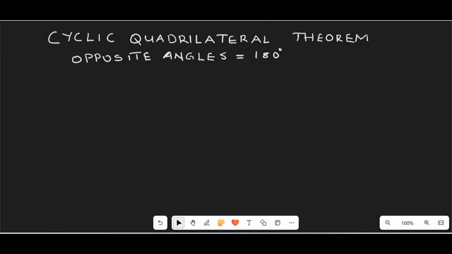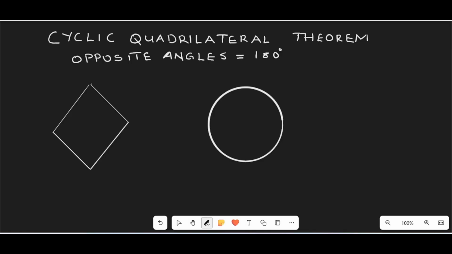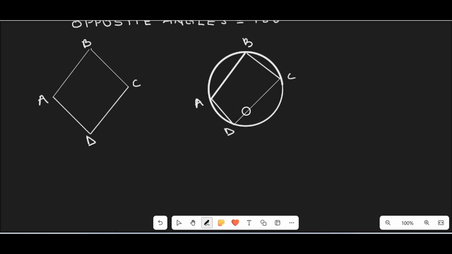What is a cyclic quadrilateral? A cyclic quadrilateral is simply a four-sided figure. All the vertices lie on the circumference of a circle. For example, if we have quadrilateral ABCD inscribed in a circle, then it is a cyclic quadrilateral. So let us put this one inside this circle. We are going to have this diagram as a cyclic quadrilateral.